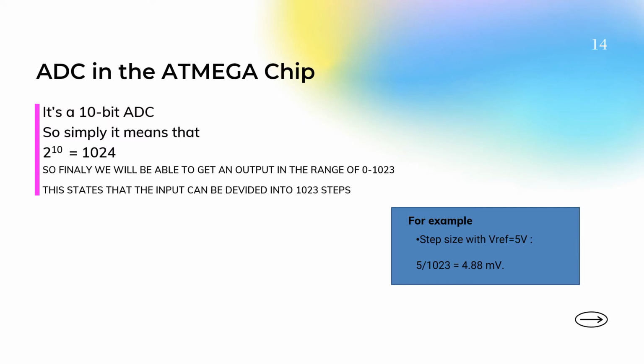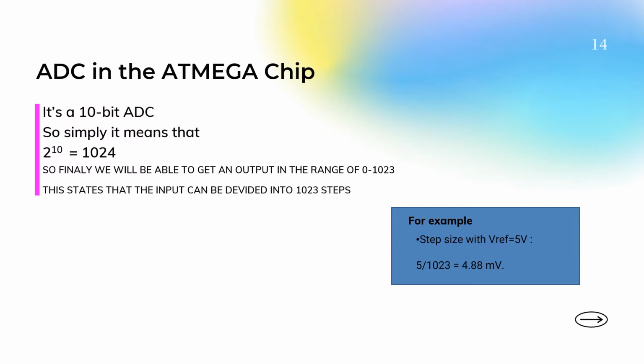As I said before, it is a 10-bit ADC which is available in the Atmega chip. So simply that means 2 to the power 10, which is 1024. So finally we will be able to get an output in the range from 0 to 1023. So whatever data you provide, it can be divided into 1024 steps to get more accurate values. So when the step value is smaller, the accuracy is higher.